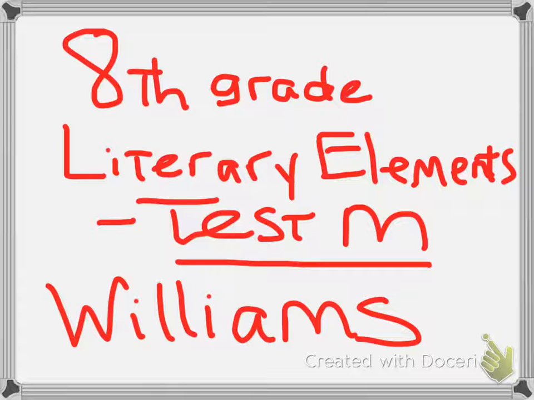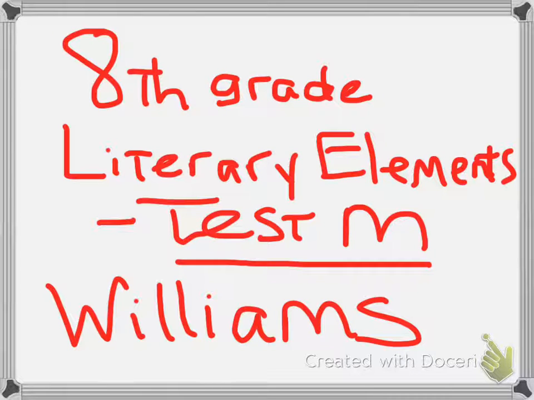So I'm going to read the word bank on the right, and then I'll go back and read the descriptions of the actual questions. So A is mood, B, first person, C, simile, D, dialogue, E, internal conflict, F, figurative language, G, inference, H, conflict, or I, point of view.